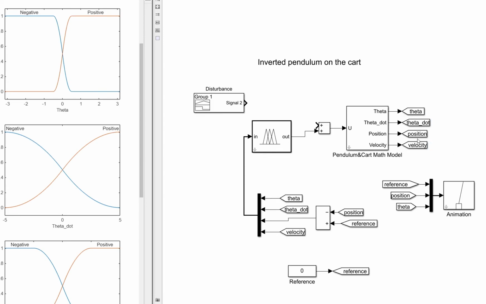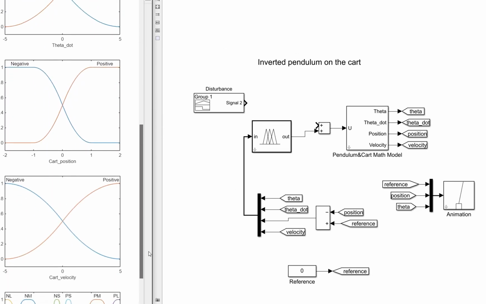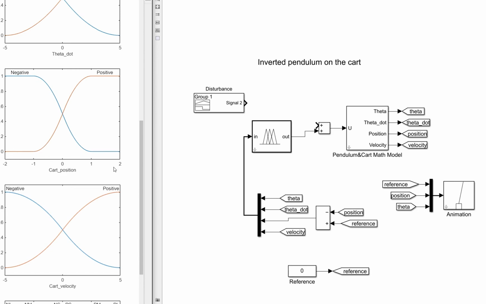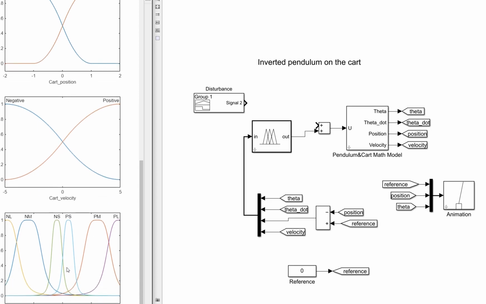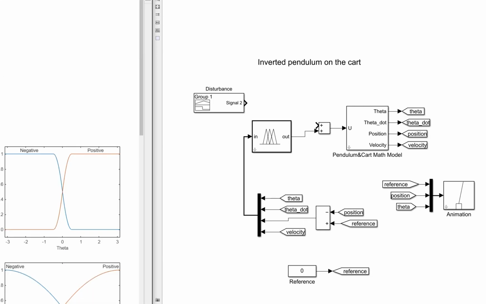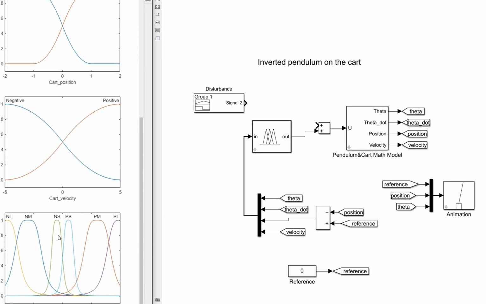Okay, here we are using all 4 states: theta, theta dot, position x, and x dot, which is velocity. And we're providing position as an error, a difference between the current position and the reference. The reference is the place where we want to see our cart. And here I added 2 more membership functions, which are cart position from -2 to 2, and the cart velocity, and I have added 1 more output function, ns and ps.